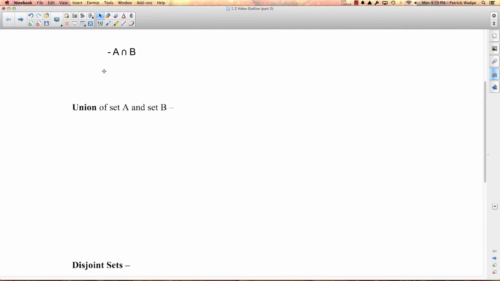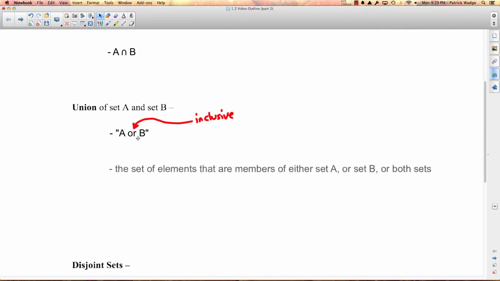The union of set A and B. This is the OR. Remember we talked about special words and we talked about OR, and we talked about with OR that there's two different types of OR. There's exclusive OR and there's inclusive OR. And what we said is in mathematics the OR is going to be the inclusive OR. So do you remember what the inclusive means? It means it could be A, or it could be B, or it could be both.